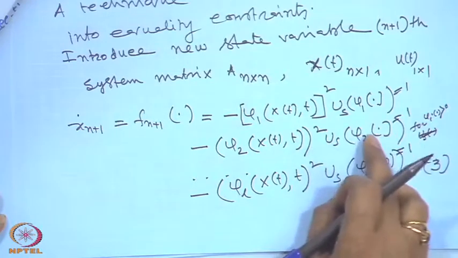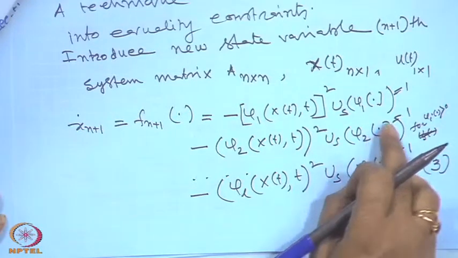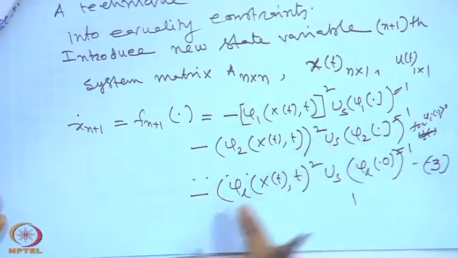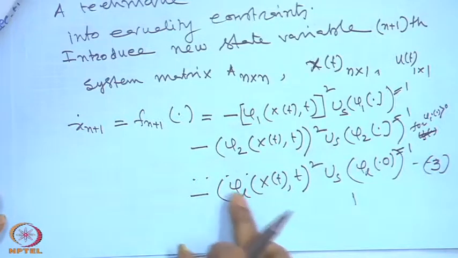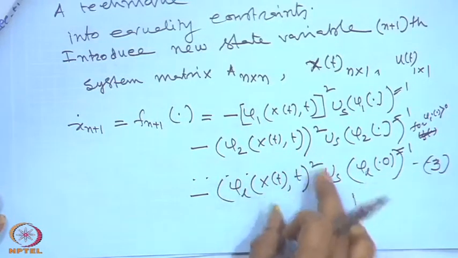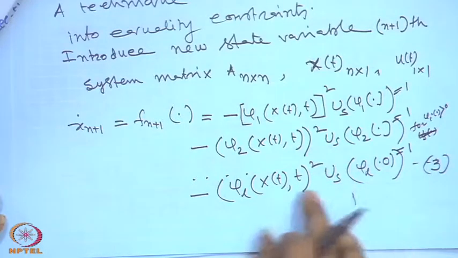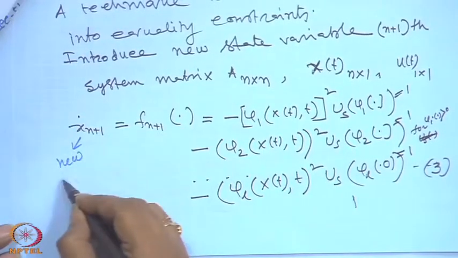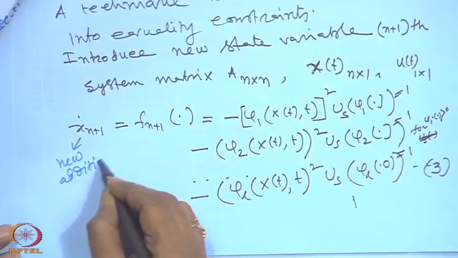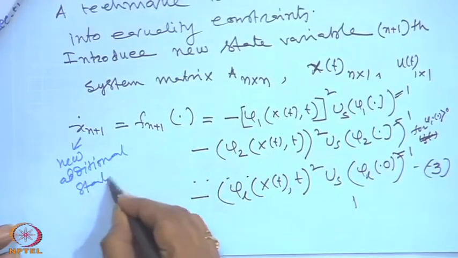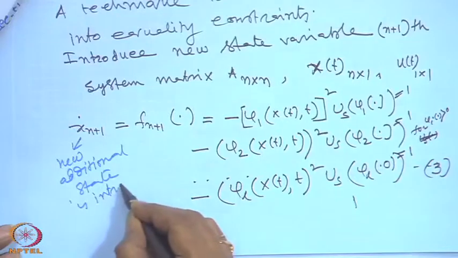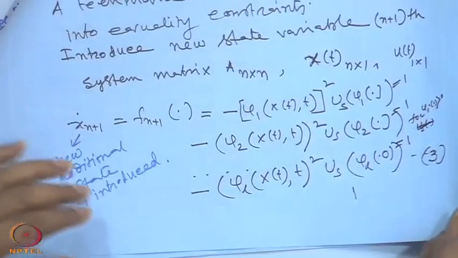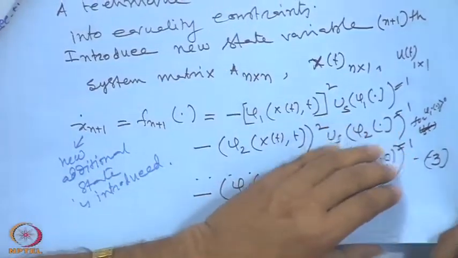When this psi of 2 value is greater than 0, then this value is 1. When it is less than or equal to 0, that function value is 0. Similarly, for the lth constraint we have written the constraint squared into the strictly unit step function. So this new additional state is introduced, and we have made all the inequality constraints into an equality constraint.